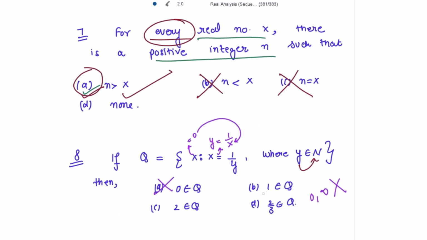Then 1 belongs to q. If I take x equal to 1 over here, what do I get? This value is equal to 1. Yes, 1 is a natural number. Okay, B is okay. 2 belongs to q. Putting x equal to 2 over here, I get 1 divided by 2. It is a fraction, not a natural number. So this is also not correct. Similarly, 2 by 3 is also not correct. That gives 3 by 2, which is again not a natural number. So only B option is right.